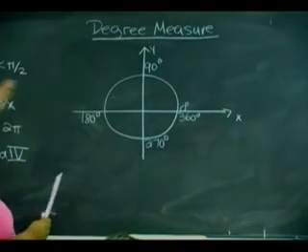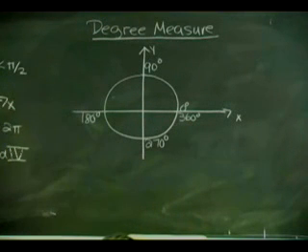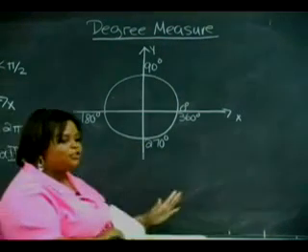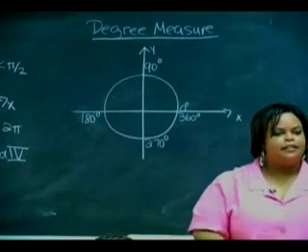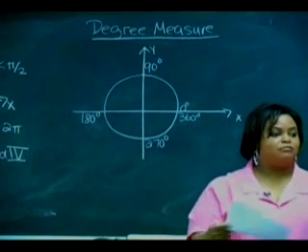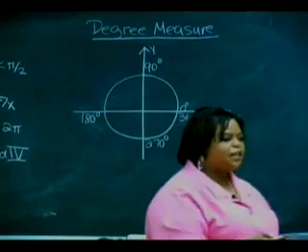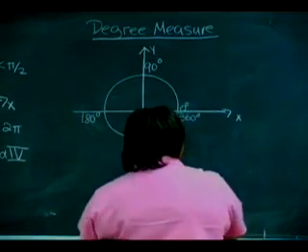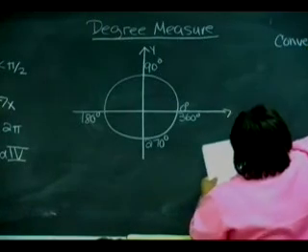So 90 degrees correlates to pi over 2. 180 degrees correlates to pi. And 270 degrees correlates to 3 pi over 2. So now in degrees, these are our quadrant angles. Now, how do we go between the two? What if I'm given something in degrees and I want to find radians? What if I'm given something in radians and I want to find degrees? So I need to know about conversions. How do I convert?